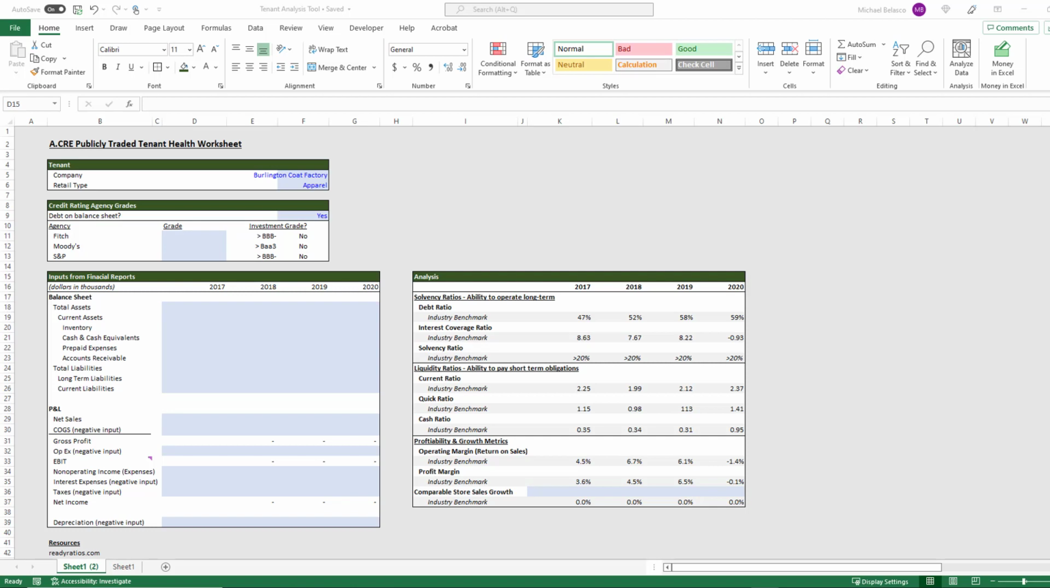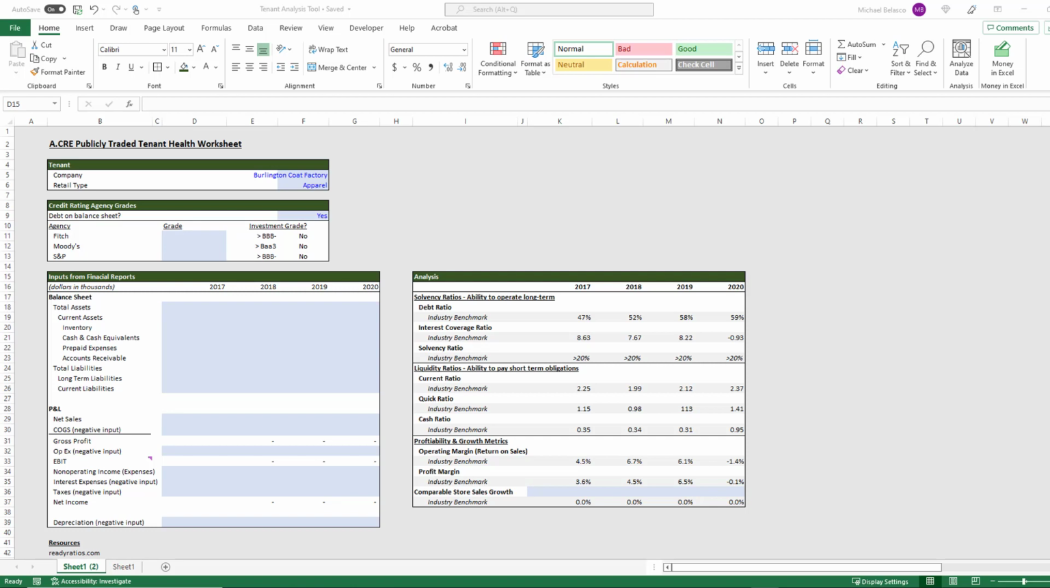So this tool can be used for any publicly traded tenant you might have in your building that you're underwriting. This goes for office or retail or even industrial. It allows you to get a benchmark understanding of how they size up relative to their industry.